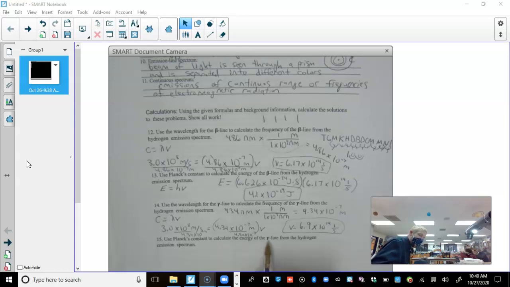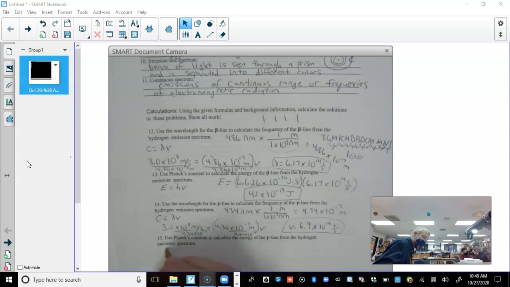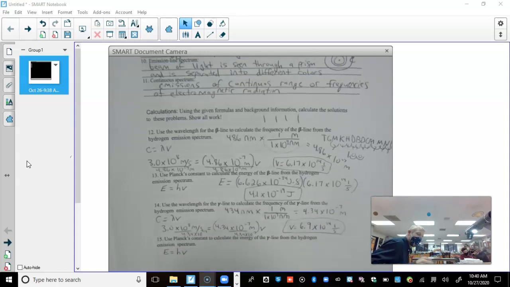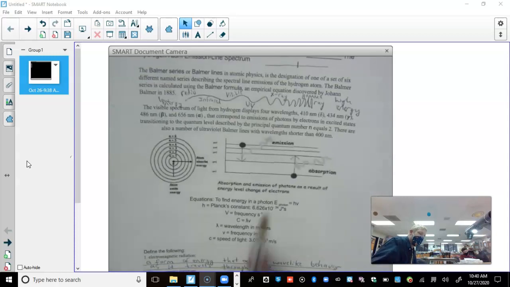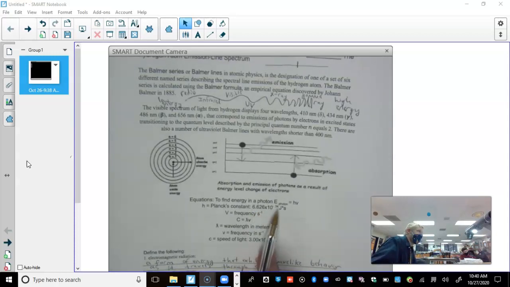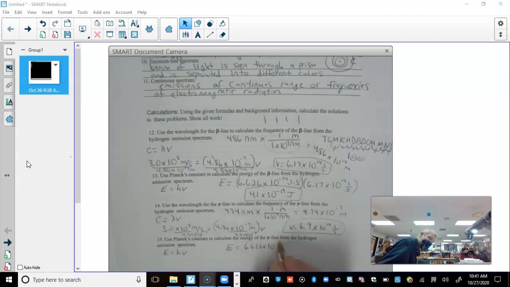All right, doing this last one together. We got gamma line still. We want to find the energy. We know energy equals Planck's constant times frequency. So I'm going to use the other equation. Energy equals Planck's constant times frequency. Anybody know what Planck's constant is? 6.626 times 10 to the negative 34 joules times second.